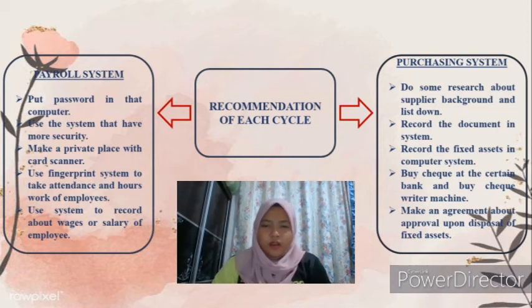When the staff list down all the suppliers, from that they can compare between suppliers in order to get a good quality product at a lower price. So from that, the company can reduce their expenses but get fixed assets with good quality when they do some research and compare.